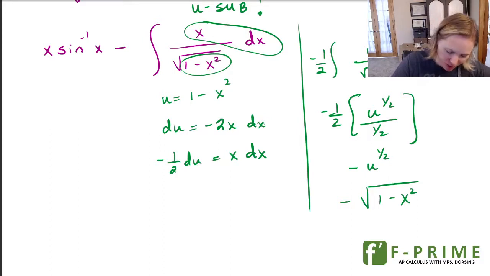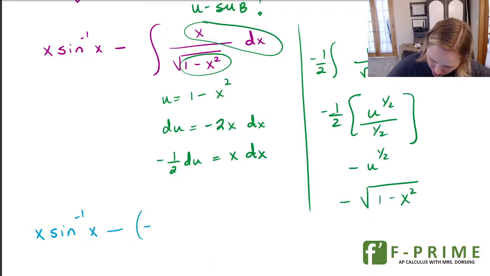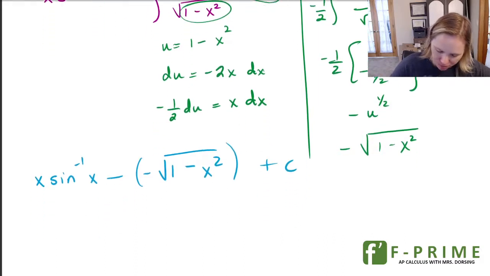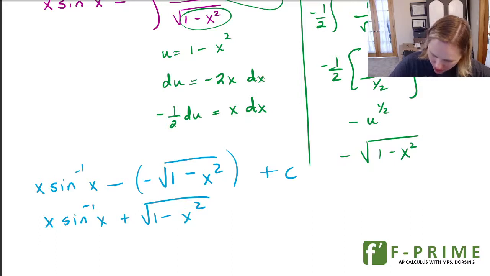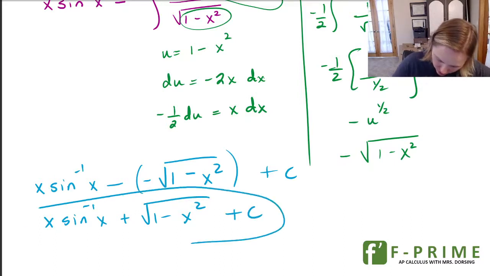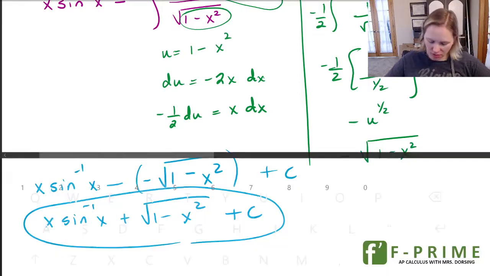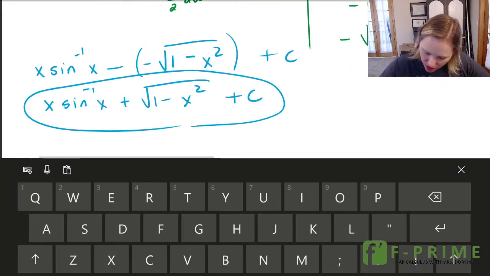So now I'm going to come back over to my problem here. I'm going to rewrite it. I'm going to bring down this x sine inverse minus negative square root of 1 minus x squared plus c. And when I clean everything up, x sine inverse x plus the square root of 1 minus x squared plus c. There you go. So again, it is perfectly okay to have multiple integration techniques coming through in a problem.